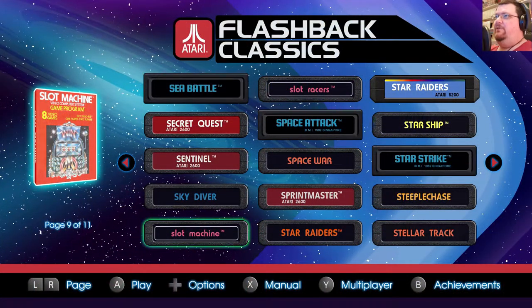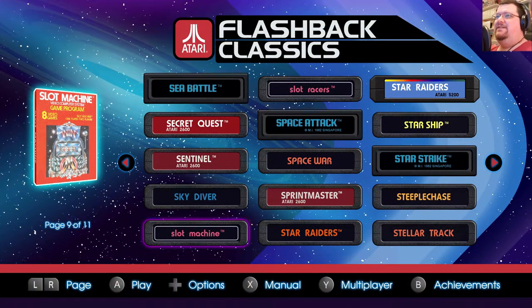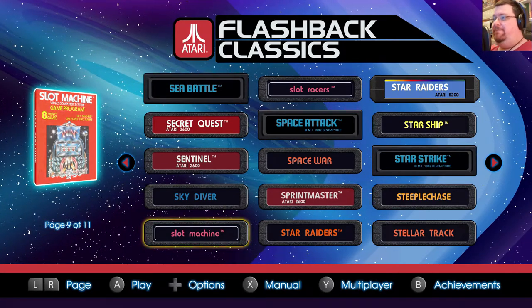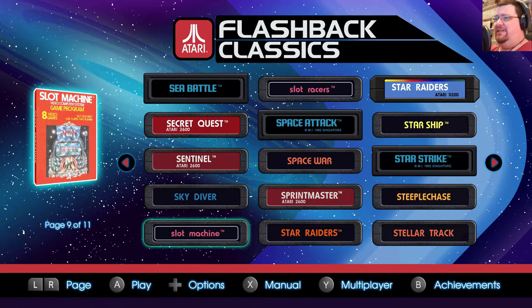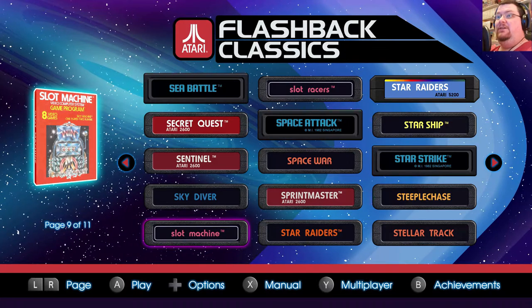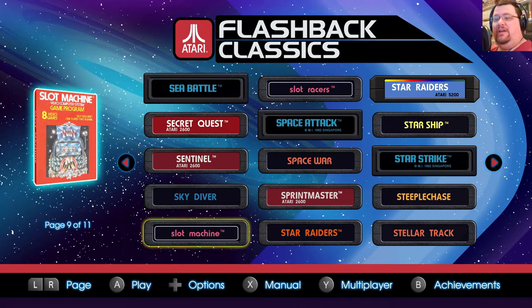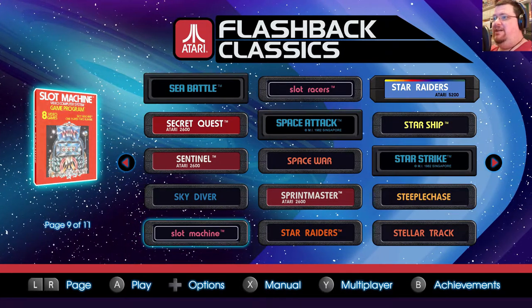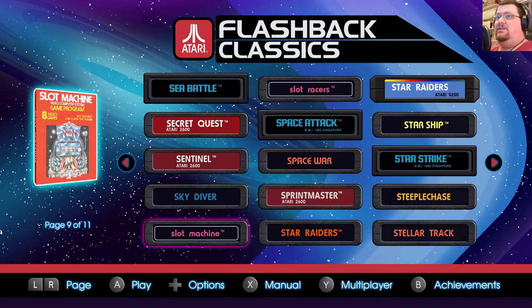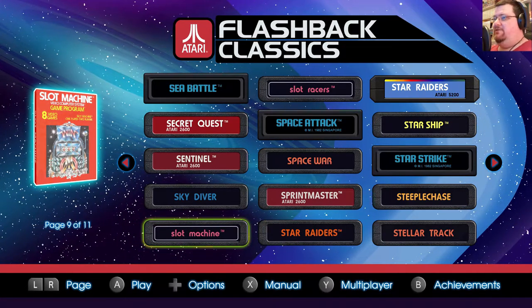Okay, here we are once again with Atari Flashback Classics, today taking a look at Slot Machine. Not expecting this to be a super riveting game or anything like that, but, you know, it has historical meaning as an early game by David Crane, and indeed as one of the early Atari 2600 titles as well.